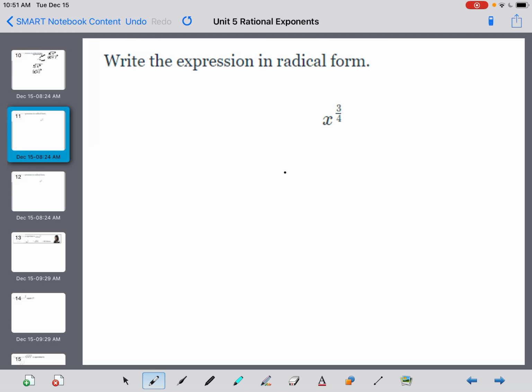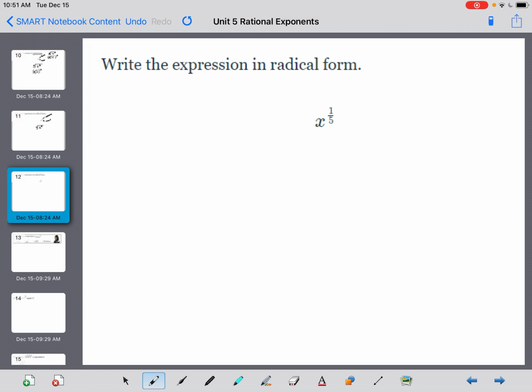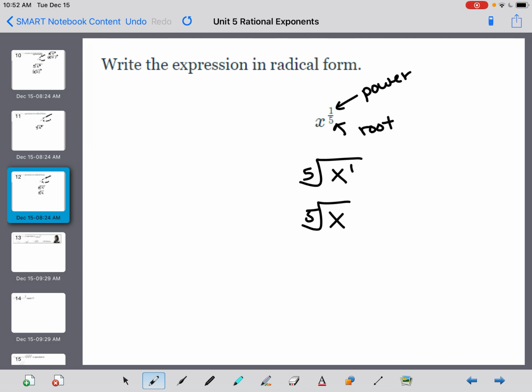X to the 3/4 would be the 4th root of x to the 3rd. Power over root. Why don't you try this one? Pause the video for a second, give it a try. And for this one, you should have ended up with a power of 1 and a root of 5. So the 5th root of x to the 1st, again, you don't need to write that 1. You could just have it as the 5th root of x.